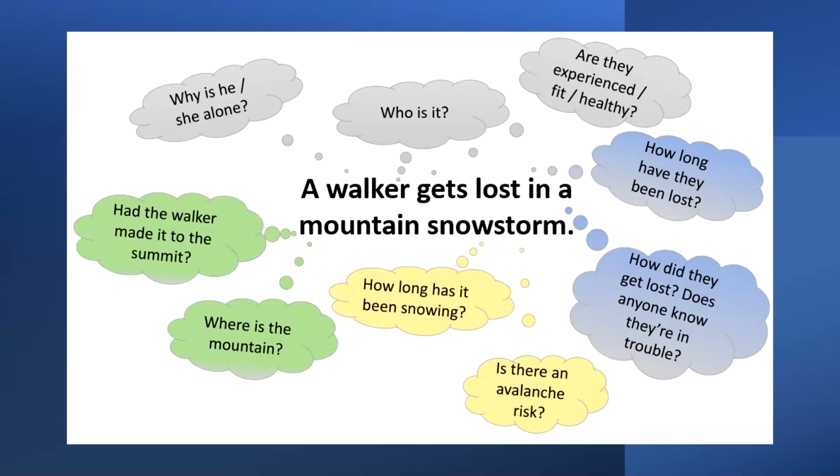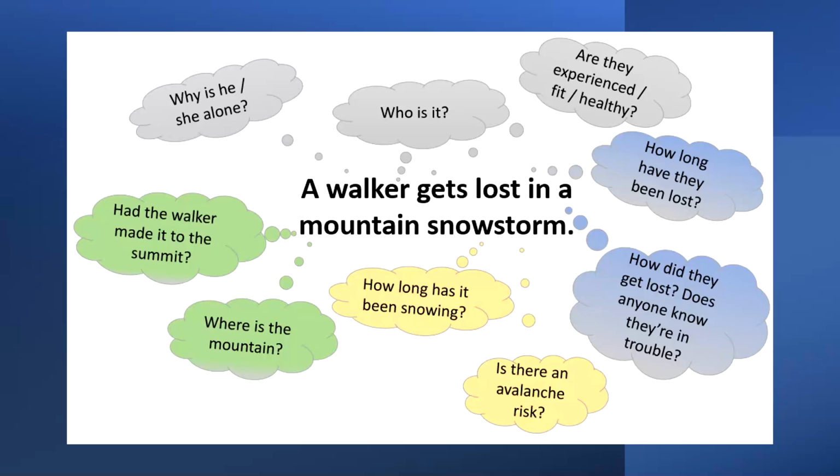So, a walker gets lost in a mountain storm. In the grey thought bubbles there, I'm concentrating on this character of a walker, and I'm thinking, right, why is he or she alone anyway? Who is this character? What can I think about them? What ideas am I going to have about who they are? Are they experienced? Are they fit? Are they healthy? Asking myself those questions, if I'm the writer here, I'm going to start to get some ideas about my character.